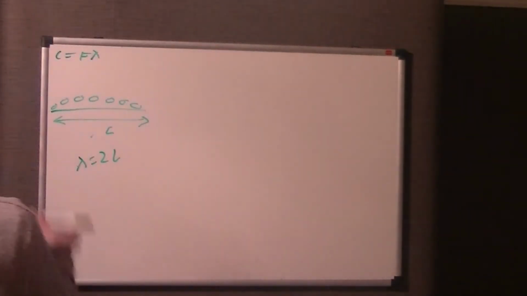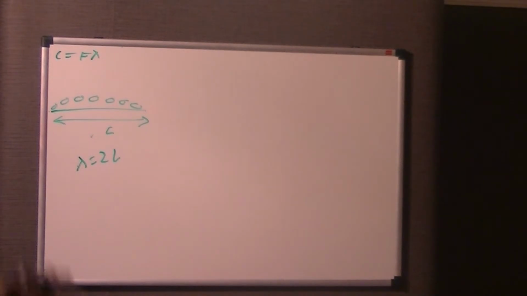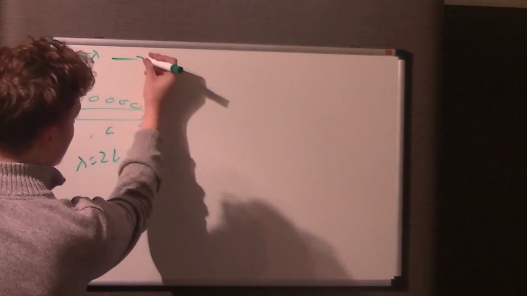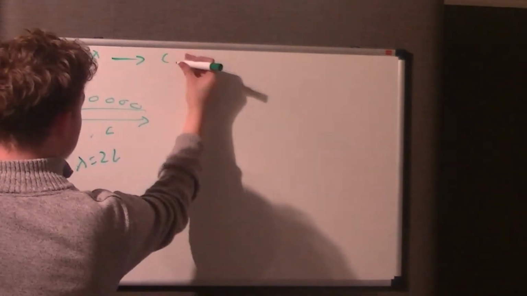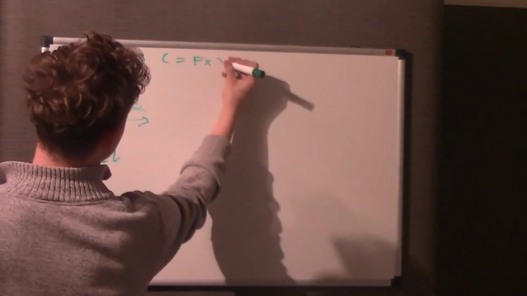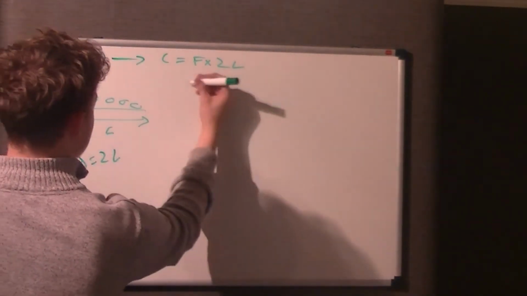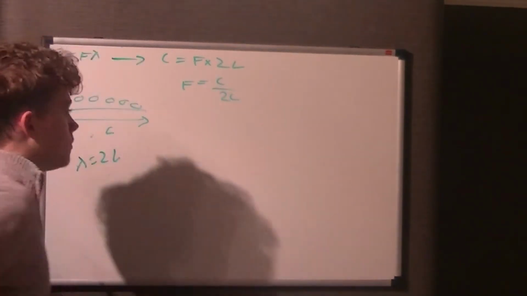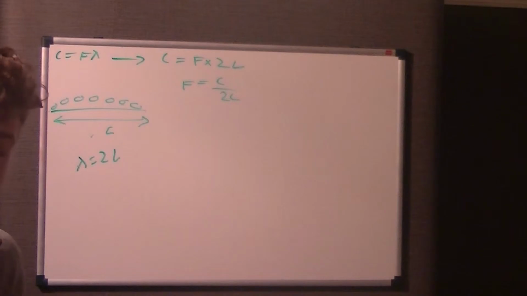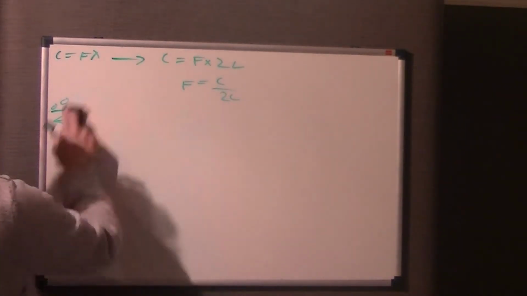So as we said before, C equals F lambda. And if we know lambda is equal to 2L, and we rearrange it to get F, which we wanted to find, so we know lambda is equal to 2L, so C equals F times 2L. And if we wanted to find F, you could do F equals C over 2L. Hopefully you saw how we got that for that one, and hopefully that did seem quite obvious.